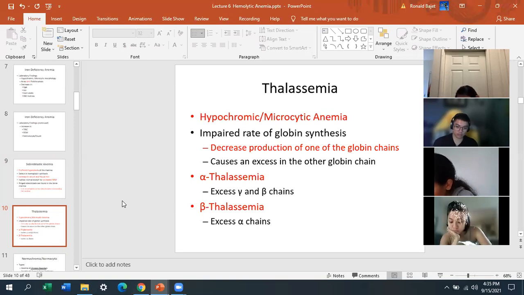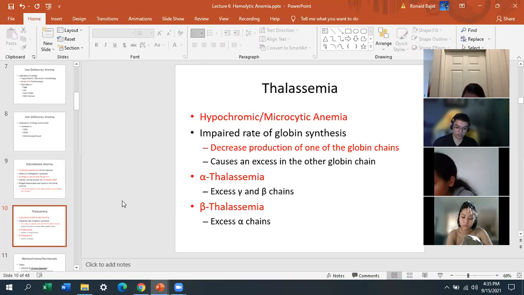Okay, so if you have an excess in gamma and beta, your other chains, you've got three types of chains, remember that. You've got alpha, gamma, and beta. In alpha thalassemia, you have a defect in the alpha chain. As a result, you have an excess of the other chains, gamma and beta. On the other hand, in beta thalassemia, you have a defect in the beta chain, resulting in excess in the alpha chain.